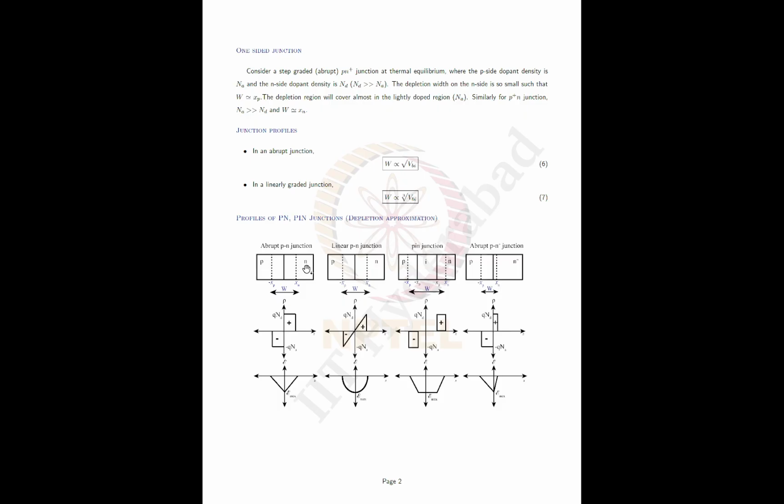For an abrupt PN junction, your charge looks like this, and then you integrate over it to get the electric field. For a linear PN junction, your charge looks like this. You integrate over it, and you get an electric field like this.